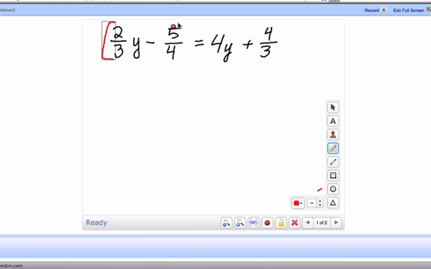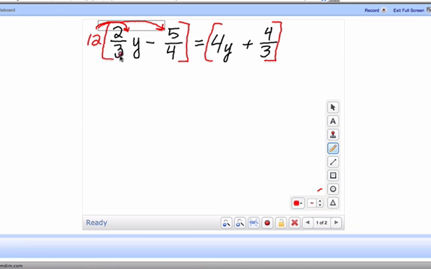Okay, so you can see that you have denominators 3, 4, and 3. So the greatest common denominator is 12. So what you're going to do is multiply both sides of the equation by 12. Remember, you can do this because it's an equation, and you just need to keep both sides equal. You need to distribute the 12 to both terms inside of the parentheses here.